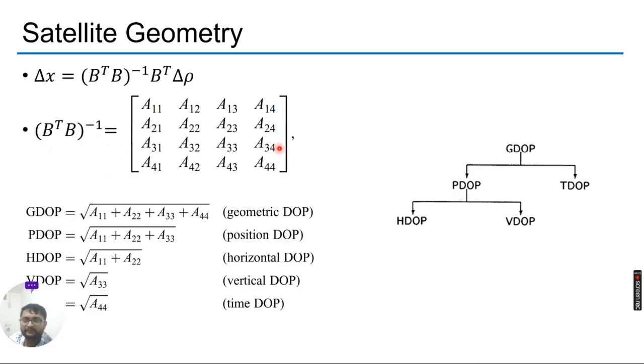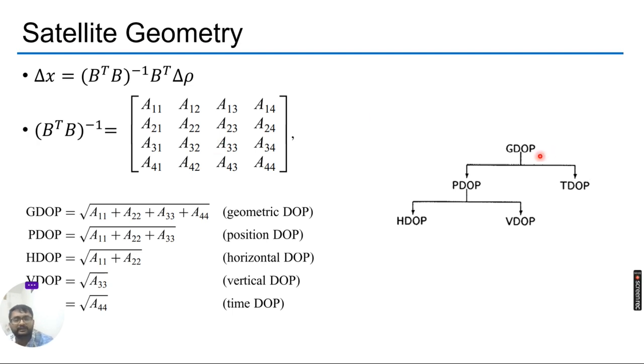Now when we see the solution which we received earlier, the change in position will be (B transpose B) inverse, then B transpose delta P. So here (B transpose B) inverse is considered as the dilution of precision. The sum of its diagonal and the root of that is considered as the geometric dilution of precision, which can be divided into two parts. The first two components are related to the horizontal, and one is related to the vertical. If we consider all three, that gives us the overall position dilution of precision.